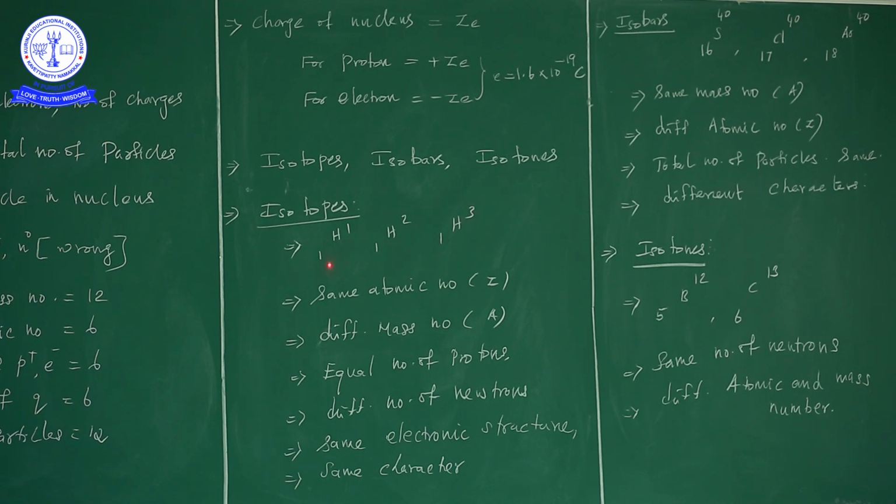So even though they have an equal number of protons and an equal number of electrons, the number of neutrons is different. They have the same atomic number but a different mass number. Isotopes have an equal number of protons but a different number of neutrons. So 1H1, 1H2, 1H3, all three isotopes are obtained from the hydrogen atom.